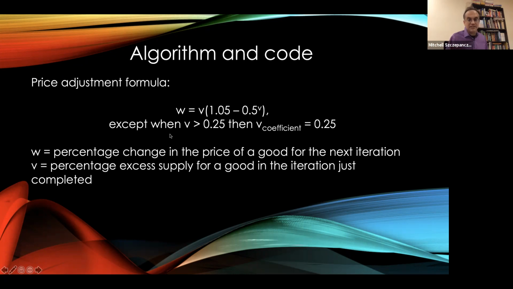There is one exception to that. If V happens to be greater than 25%, 0.25, then that coefficient is defined to be 0.25. From some trial and error, we determined this to be a useful constraint to have to improve the algorithm overall. And so that's what we used for our research, and that is what we coded up and ran with.